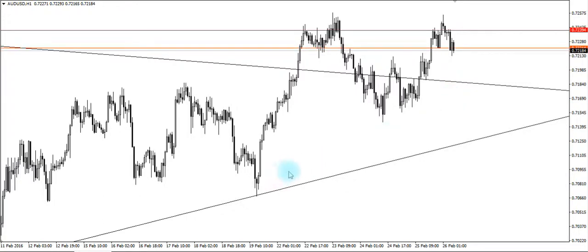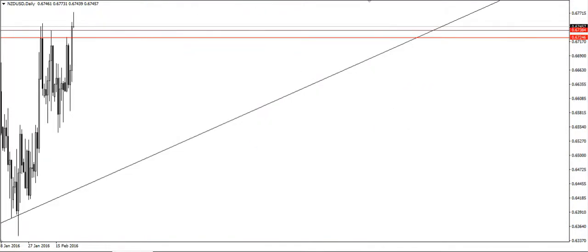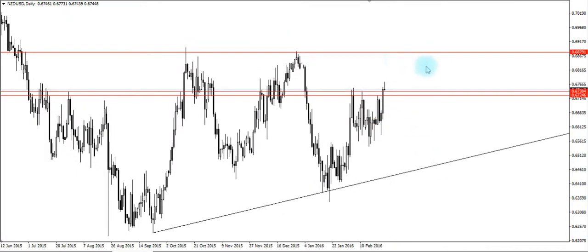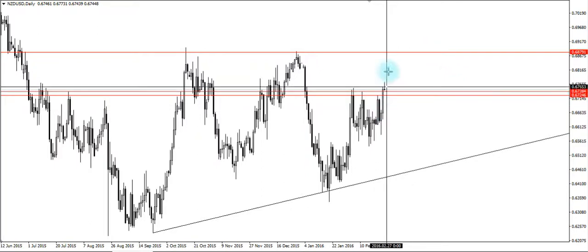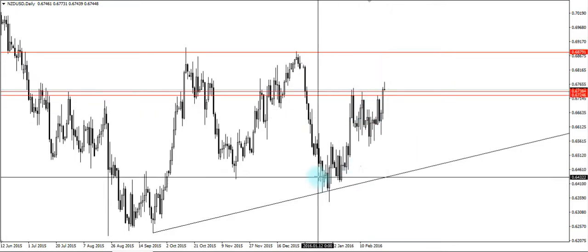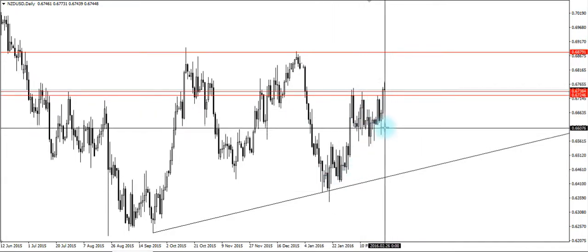So that is for the Aussie against the US dollar. Next, let's take a look at the New Zealand against the US dollar. So in the day one charts, as we can see, we expected the price to appreciate towards the top of the ascending triangle that we can see right here at the price of 0.6879, and we are now currently seeing that the price is breaking above the major consolidation right here ever since it rebounded off from the bottom of the ascending triangle.